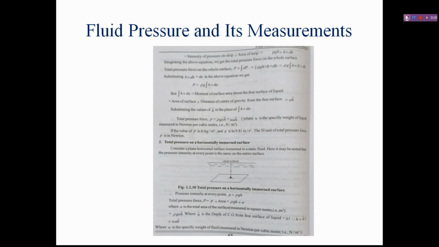And as I said, all the points are at equal distance from the free surface, so h is equal to h bar. So the equation becomes rho g A h bar, where h bar is the depth of the center of gravity from the free surface of the liquid. Here all the points, including the center of gravity, are at equal distance from the free surface of the liquid. So hence h becomes h bar. The equation is rho g A h bar, or it can be w A h bar, where w is the specific weight of the fluid measured in Newton per cubic meter.